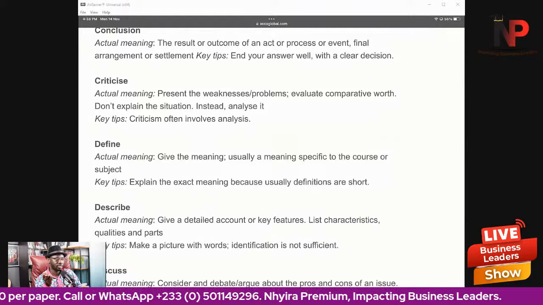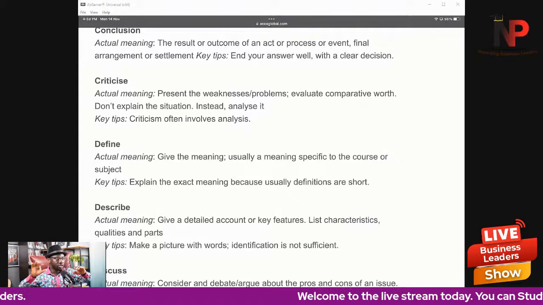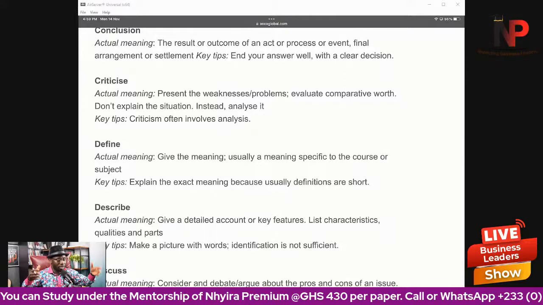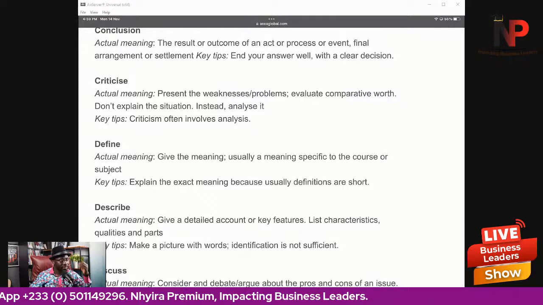So if the examiner says, criticize the statement, and some of these scenarios may come up for us in maybe auditing, audit and assurance, or even strategic case study. Or it could come up in public sector accounting and finance, where somebody has made a statement and the examiner will ask you to criticize the statement made by the person. In that case, you have to present the weakness, the problems in that particular question.